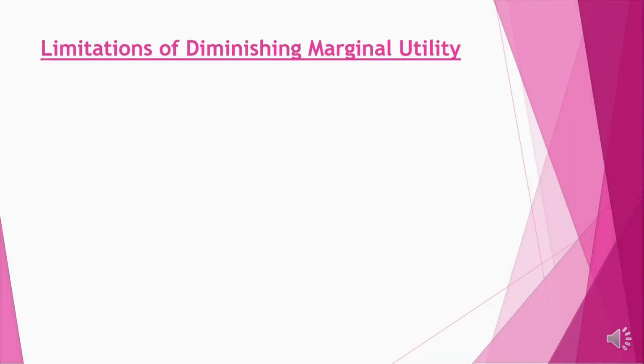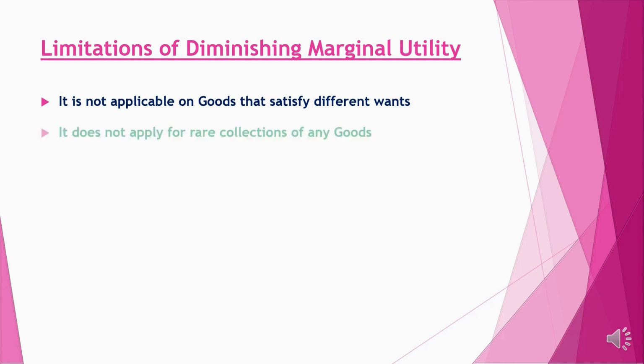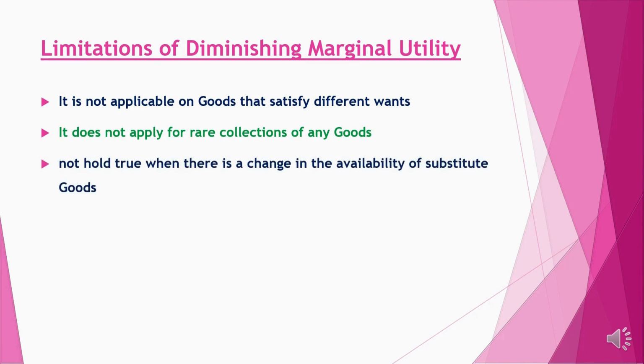Now, let's see what are the limitations of this law of diminishing marginal utility. It is not applicable on goods that satisfy different wants, because after consuming a few units for satisfying a want, the consumer can still consume more units for his different want, and so the marginal utility does not fall. It does not apply for rare collections of any goods, as utility increases when more and more units are collected. The law does not hold true when there is a change in the availability of complementary and substitute goods.